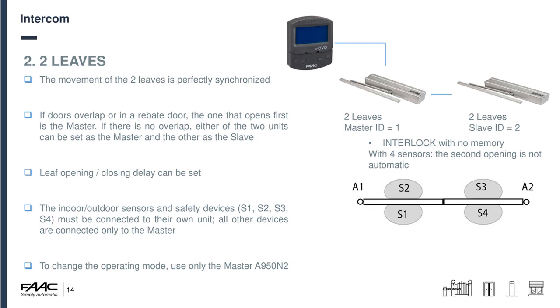This can be used under rebated doors, where you need to maybe have one operator start slightly ahead of the other. You have a master slave configuration again. The one that opens first is the master, and if there's no overlap, either of the 2 units can be set as the master and the other as the slave. Obviously the KP Evo helps to program this rapidly. The indoor-outdoor sensors and safety sensors must be connected to their own unit though. All of the devices are connected only to the master.